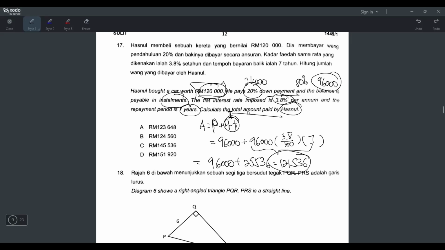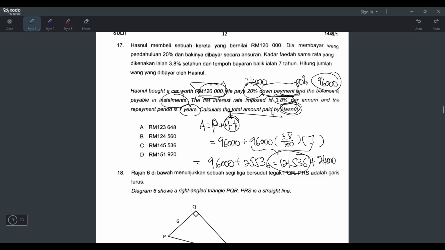But instead they ask for what? Total amount paid by Hasnul. So I think I have to plus with the 20% down payment because that is also the amount that you paid, right? Not to the bank lah, but the car seller on the spot because it's down payment, right? Down payment means you pay on the spot, but it's also considered amount that you paid. So you have to plus with 24,000, then only you get your answer, right?